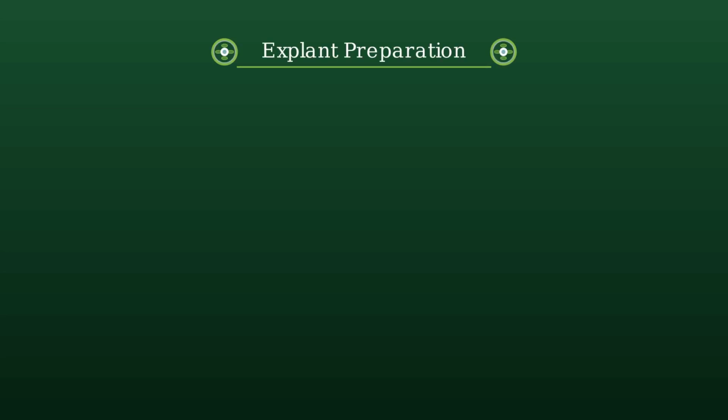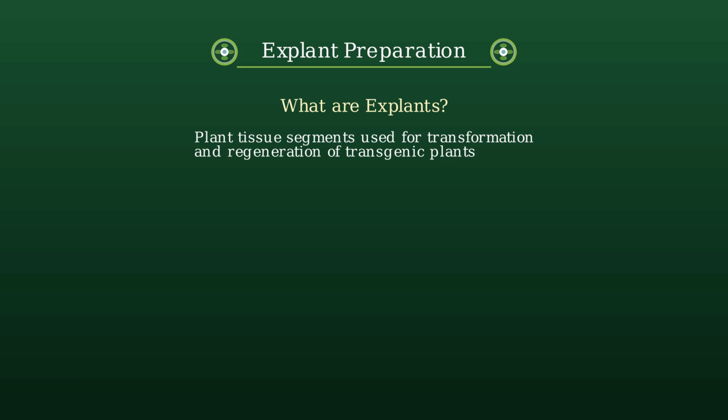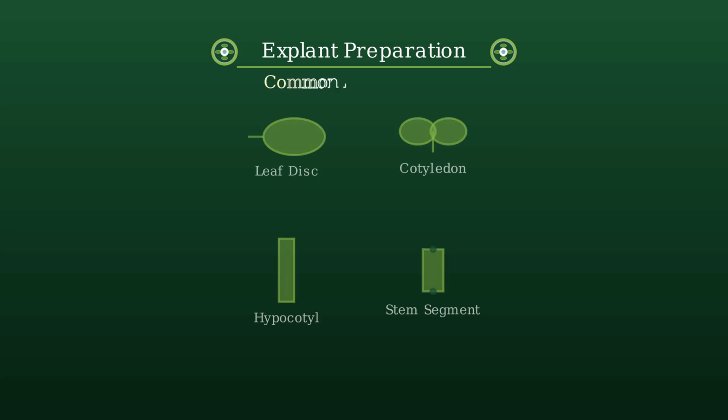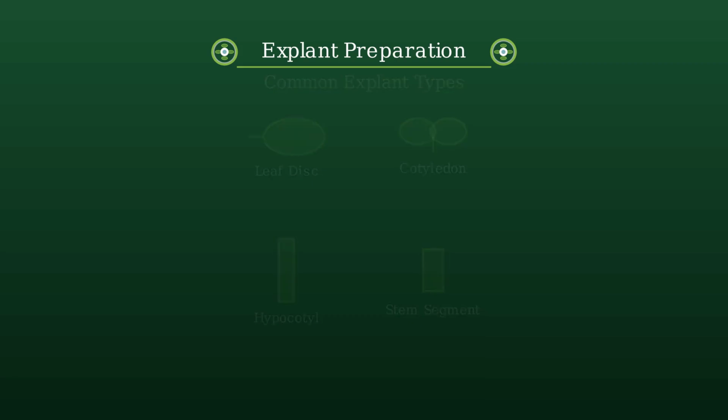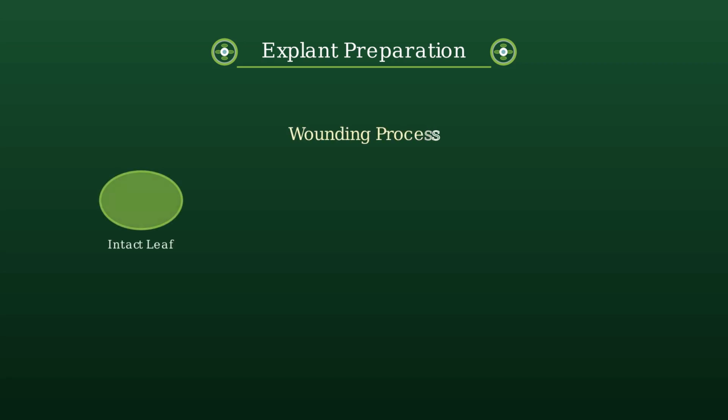Explant preparation is a critical step in Agrobacterium-mediated transformation. Explants are plant tissue segments that are used for transformation and the regeneration of transgenic plants. Different types of explants can be used depending on the plant species and experimental goals. Common explant types include leaf discs, cotyledons, hypocotyls, and stem segments. Explants must be carefully prepared to create wound sites.